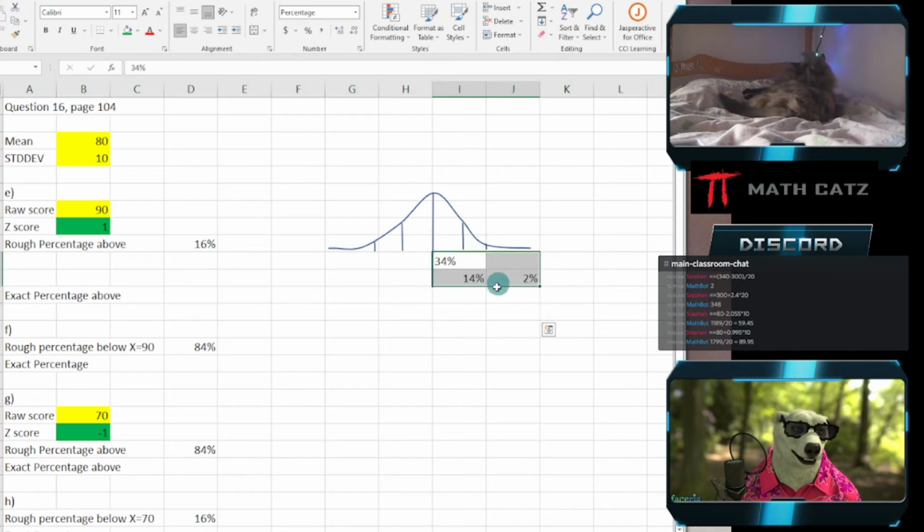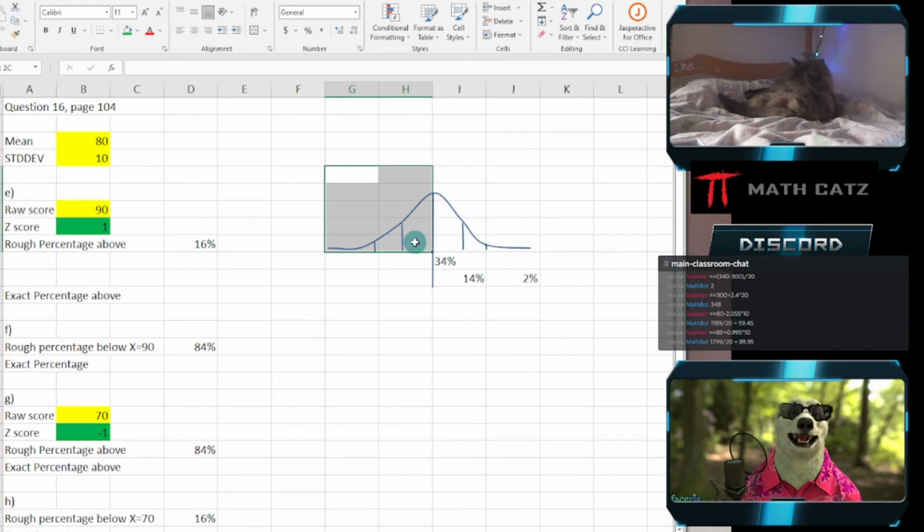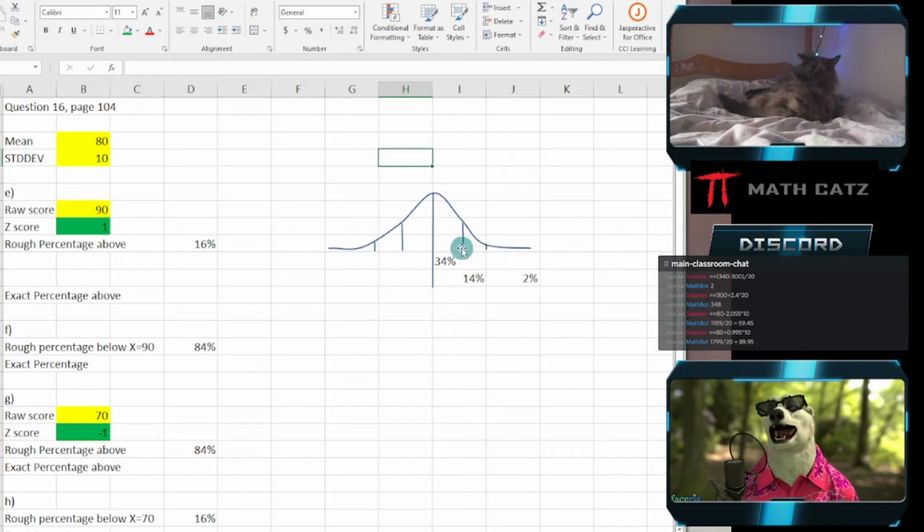Let's move that back to where it was, just because I need to do some calculations here, perhaps. So instead, I'm going to look at the percentage below. I'm always going to look at below, and then if the question wants me to do above, I could just flip it around and subtract it from 100%, right?